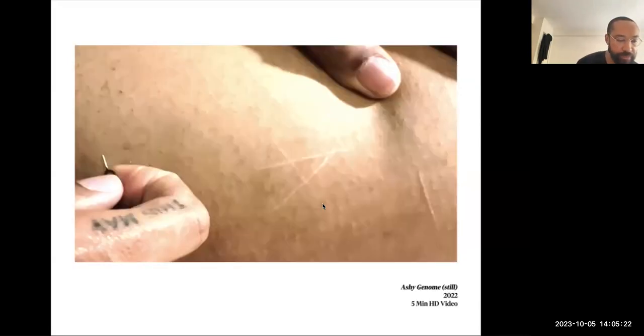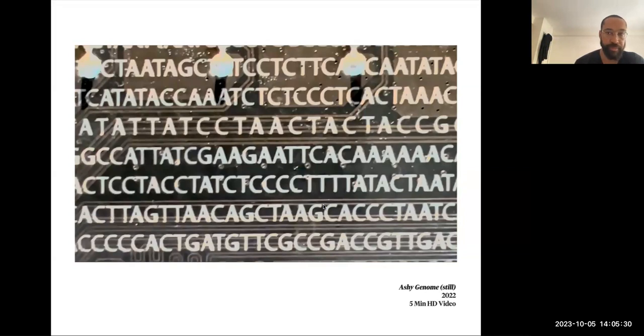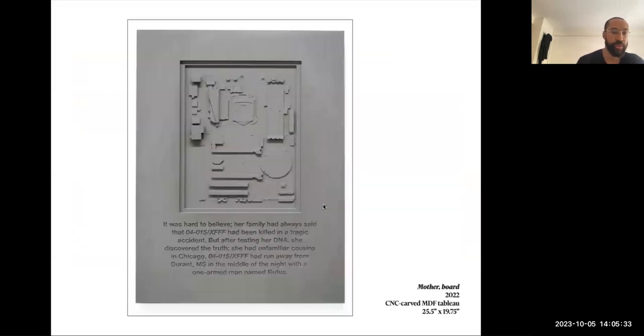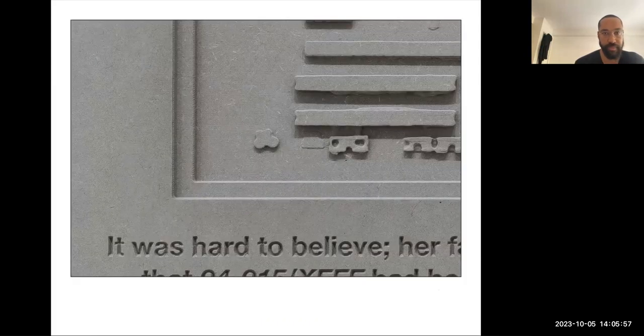This is the top channel. I had to get my skin extremely dry and ashy to be able to write on it. This is the bottom channel. This one is called Mother Board. It was made with a similar process. Here's a detail.